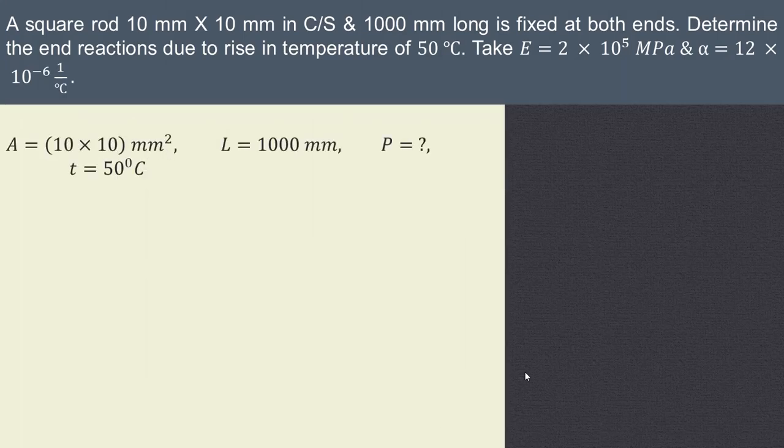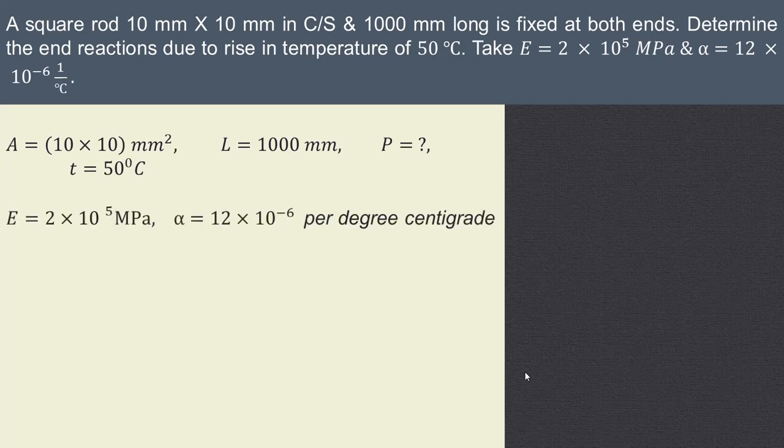So area is 10 into 10, length is 1000 mm, force we have to find out or reaction we have to find out, and temperature is 50 degree centigrade. E is 2 into 10 raised to 5 MPa and alpha is 12 into 10 raised to minus 6 per degree centigrade. First find out the value of strain, that is alpha into T. Value of alpha is 12 into 10 raised to minus 6, that is this particular value. Temperature is 50 degrees centigrade. So you can easily find out the value of the linear strain or rather temperature strain.